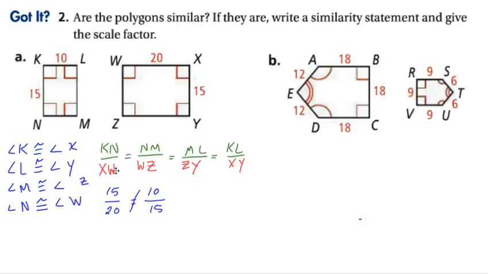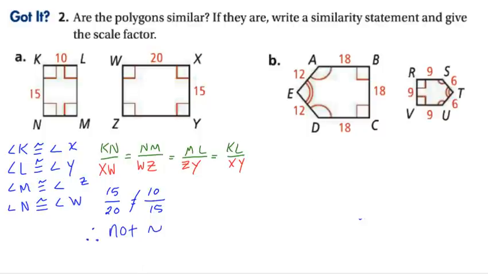But then when we go ahead and write our proportionality, our extended proportion, we find out that we do not have the same proportion for our sides. So 15 to 20 is not the same as 15 to 10. So therefore, we do not have similar polygons in this instance.